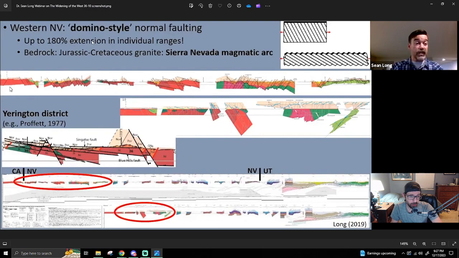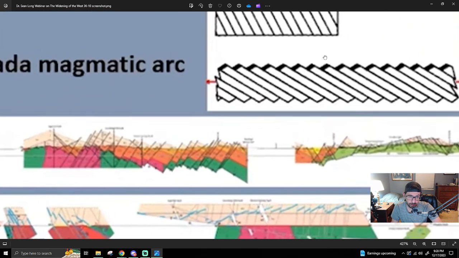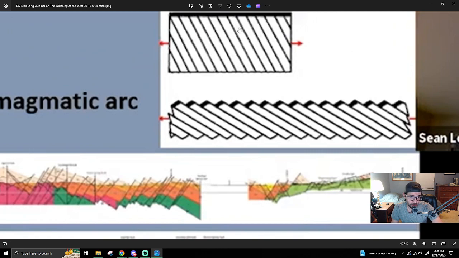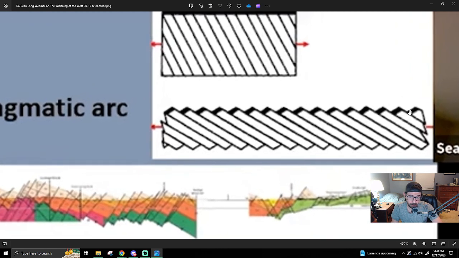180%, so almost triple the length extension. Presently, almost triple the length. So he said domino style. Here's a good picture of it. It was like this, and then now it's more like this. So this is basin range, basin range, basin range, basin range, basin range.